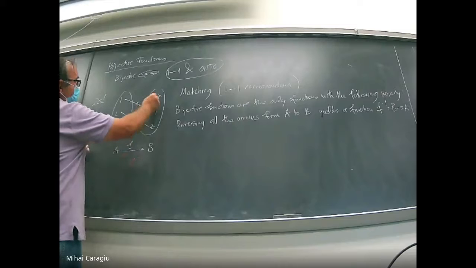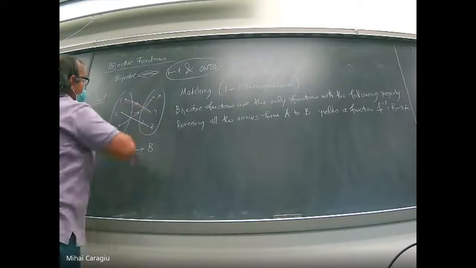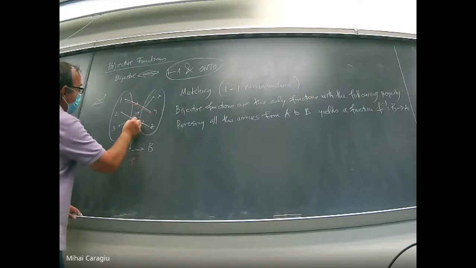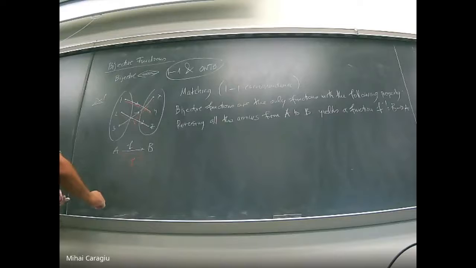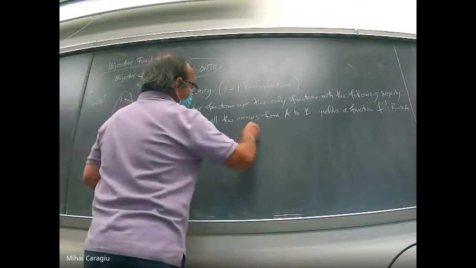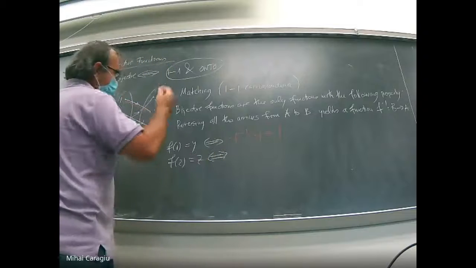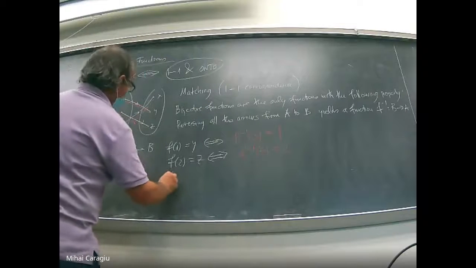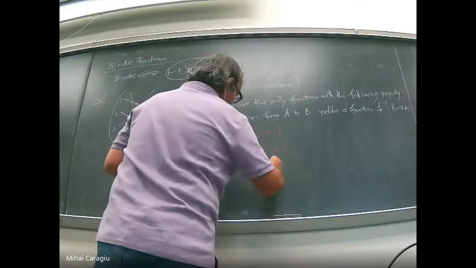So let's see. If f of 1 equals y, f inverse of y, if we reverse the arrow, is 1. If f of 2 equals z, f inverse of z, if we reverse the arrow, is 2. And finally, if f of 3 equals x, f inverse of x, reversing the arrow, is 3. So we can say f of 1 equals y is equivalent to f inverse of y equals 1. f of 2 equals z, by reversing the arrows in the case of a bijective function, f inverse of z equals 2. And finally, f of 3 equals x is equivalent to f inverse of x equals 3.